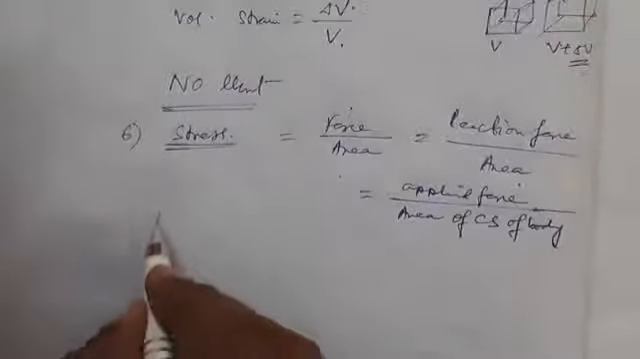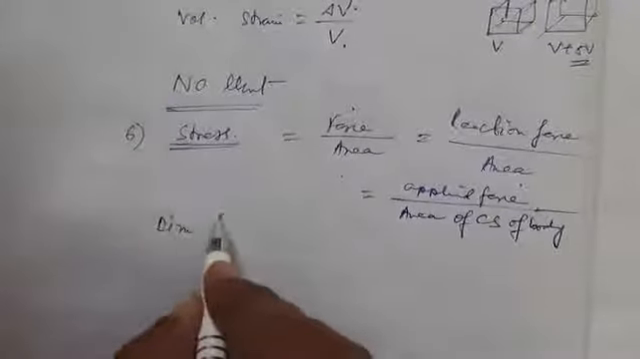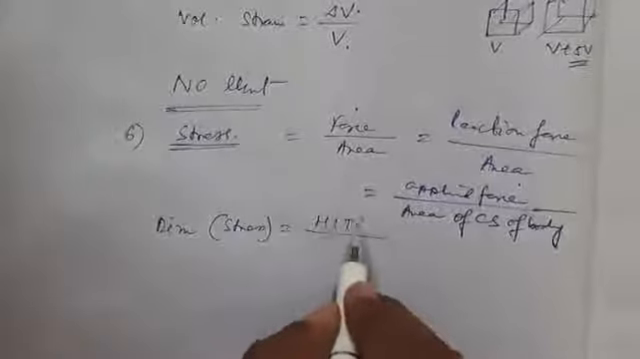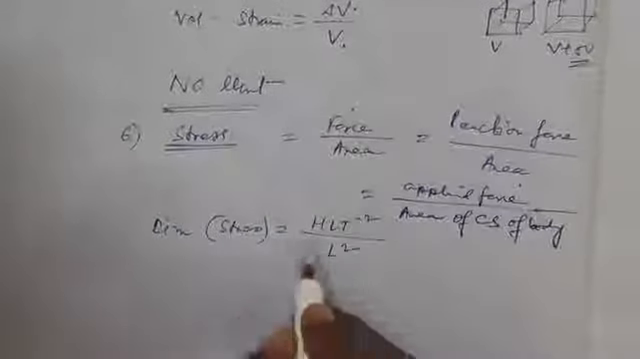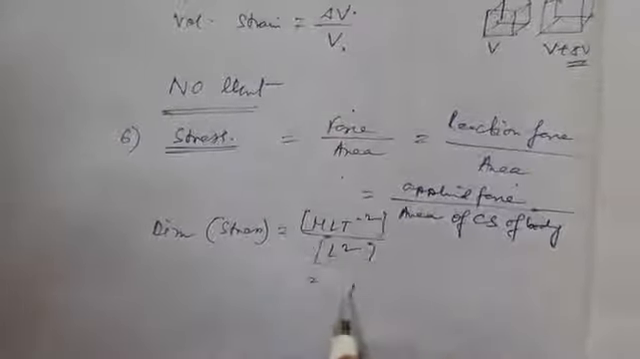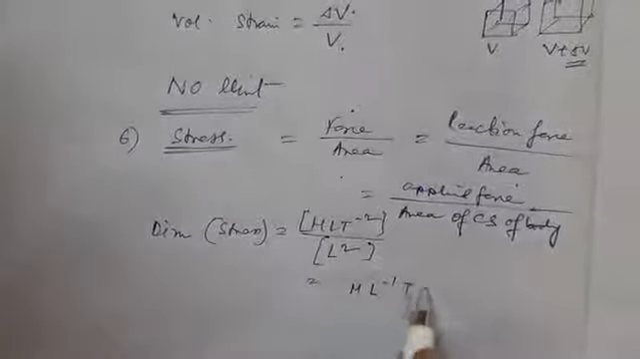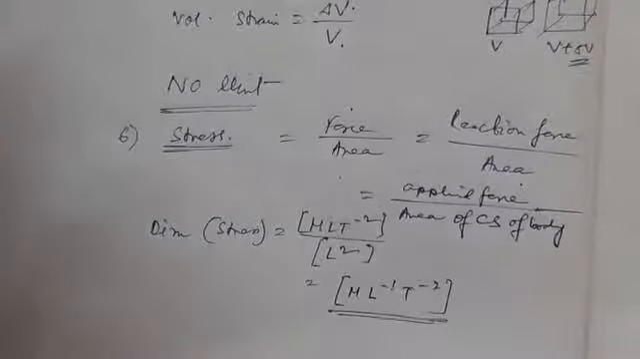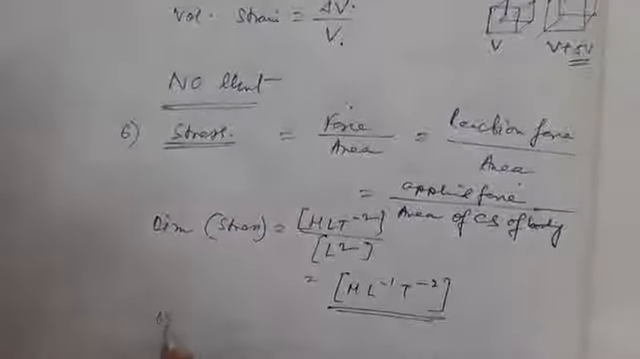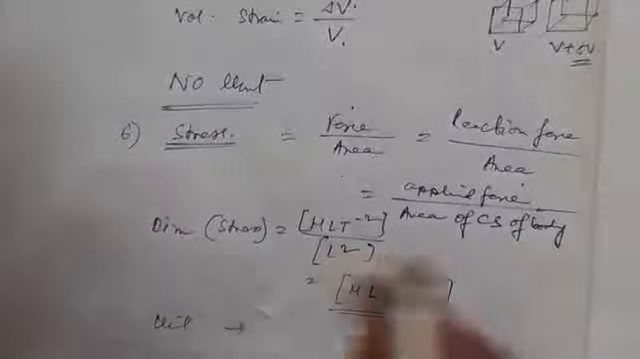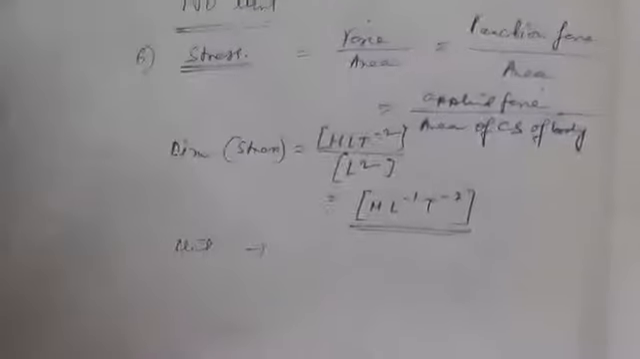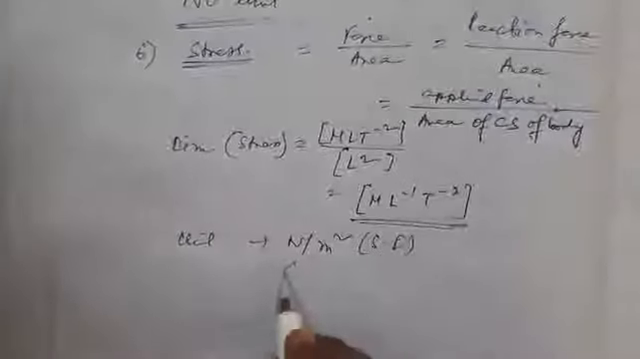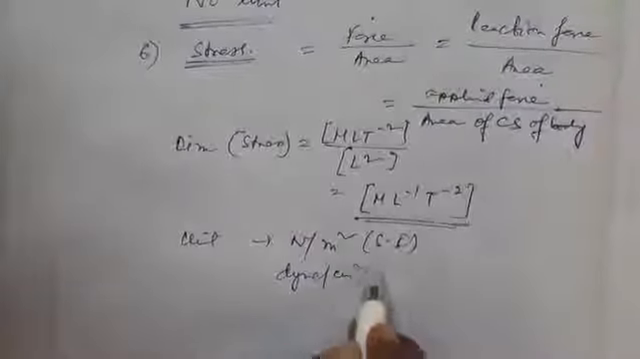So the dimension of stress. What is the dimension of stress? Similar to pressure, force means M L T minus 2, area means L square. So M L minus 1 T minus 2. This is the dimension of stress. So unit of stress, what will be the unit? Similar to that of pressure, that is Newton per meter square in SI system, dyne per centimeter square in CGS system.